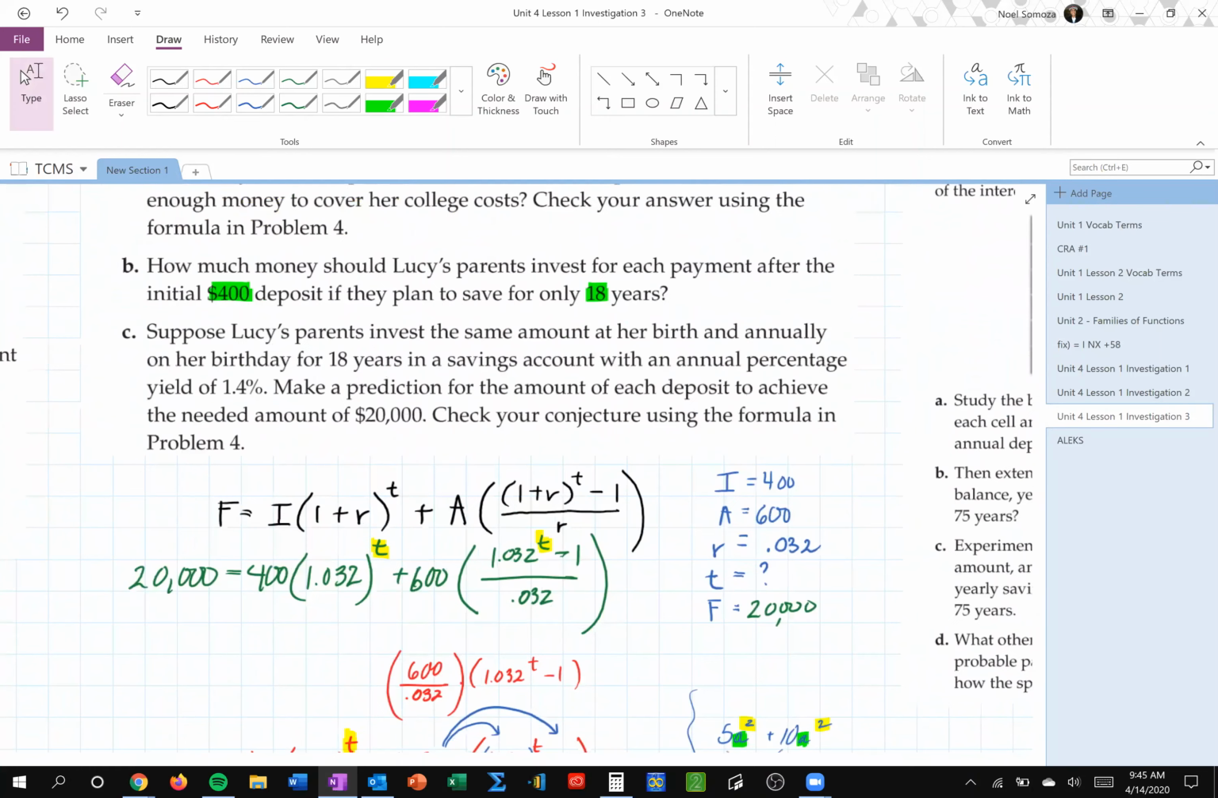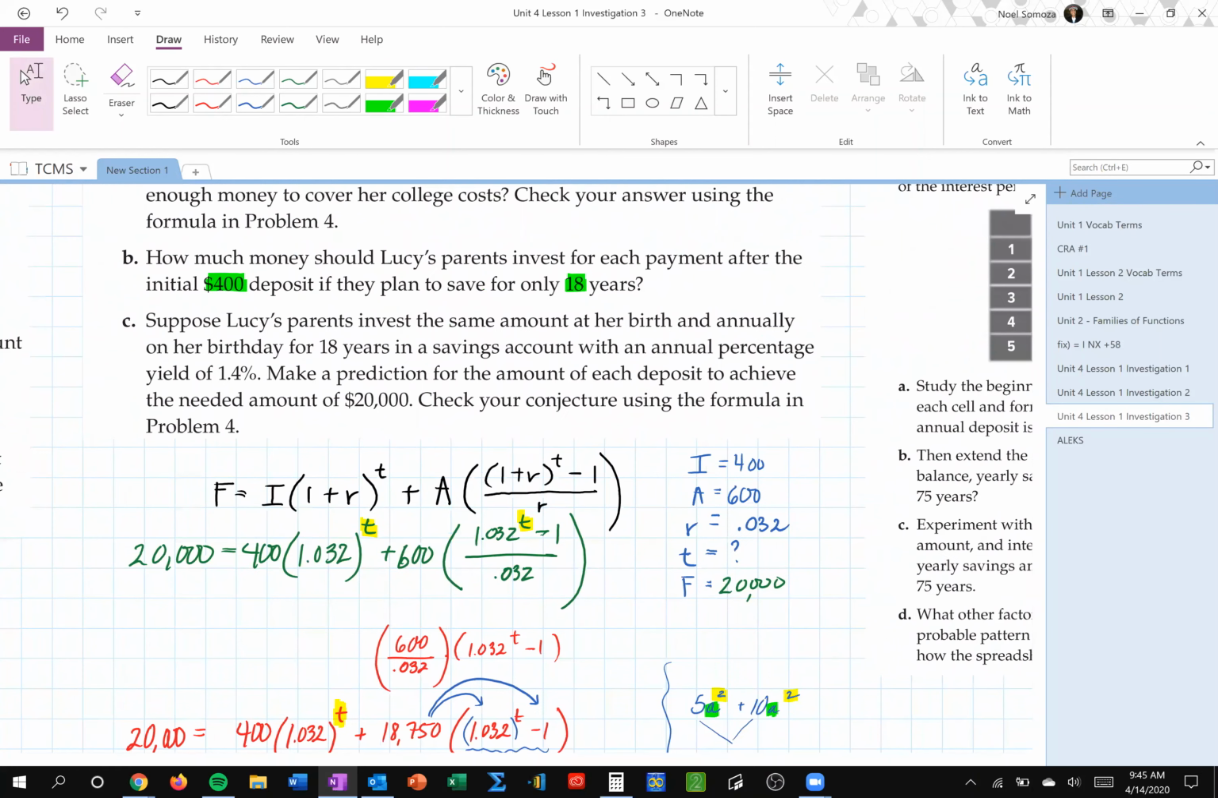All right, and then let's see what part C is all about. Okay, so now let's see what's being changed. Lucy's parents invest the same amount at her birth and annually on her birthday for 18 years in a savings account with an annual percentage yield of 1.4%. Make a prediction for the amount of each deposit to achieve the needed amount of 20,000.